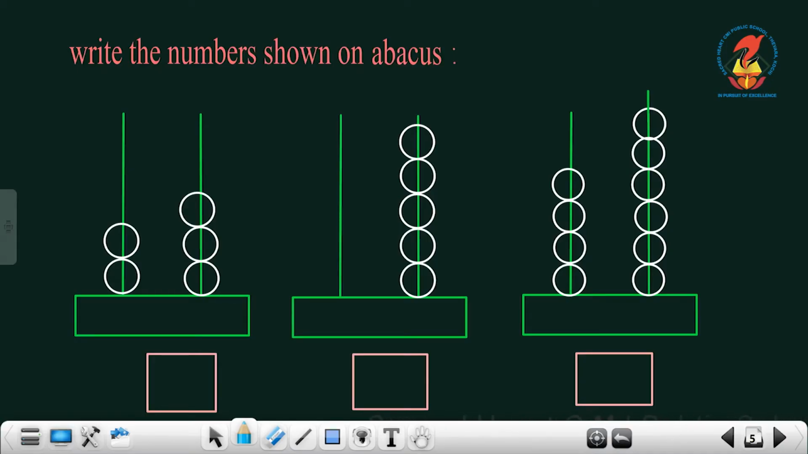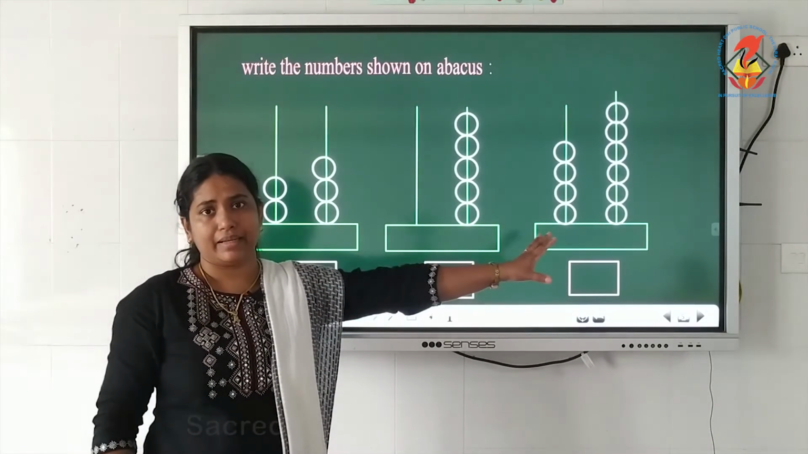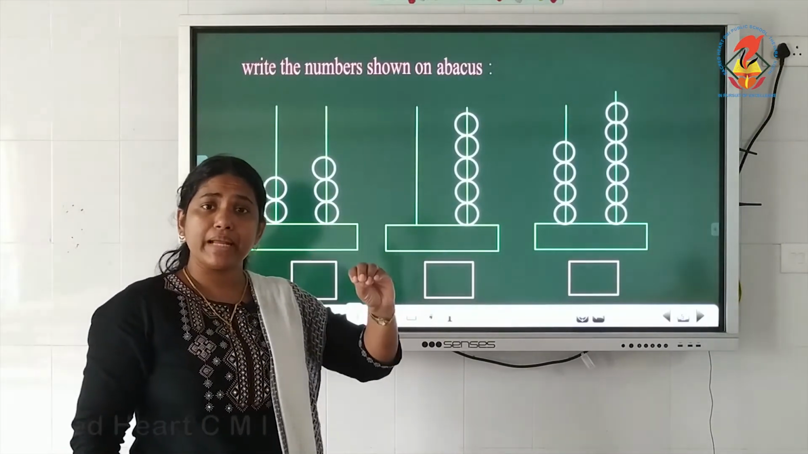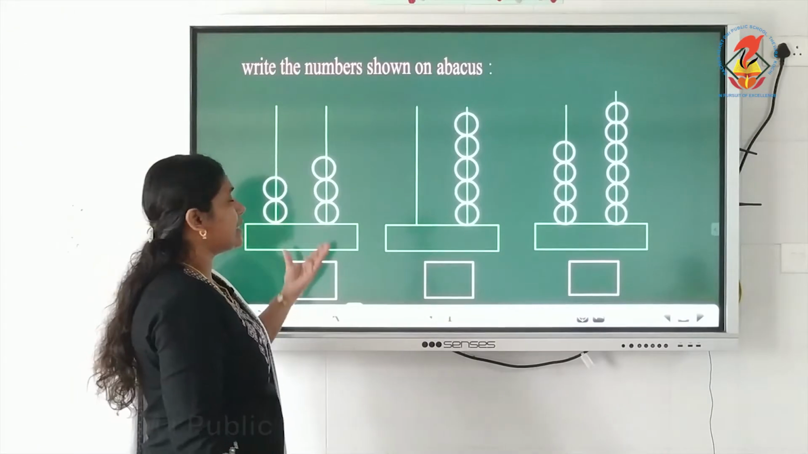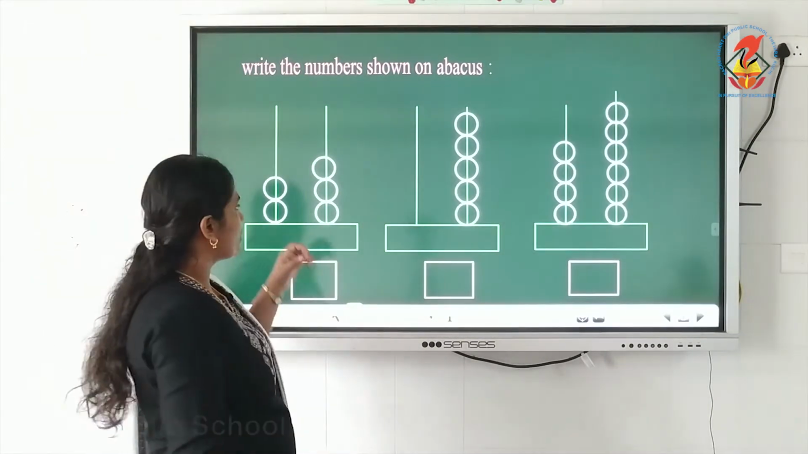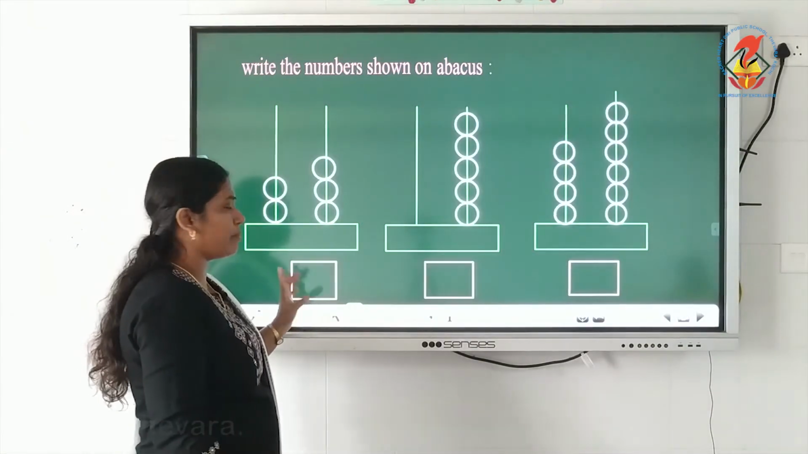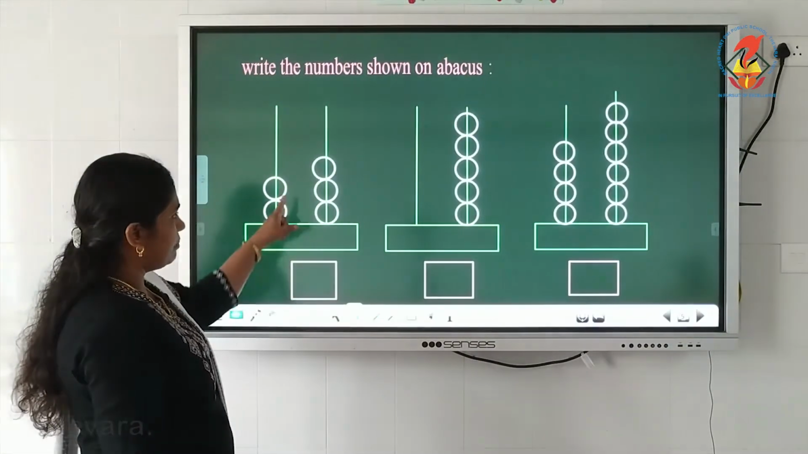Look children, write the numbers shown on abacus. Some abacus are given here. The rods are there, beads are there. We have to count the beads and write what is the number. Okay, so beads and rods are given here. We have to count the beads and write the number according to the beads.